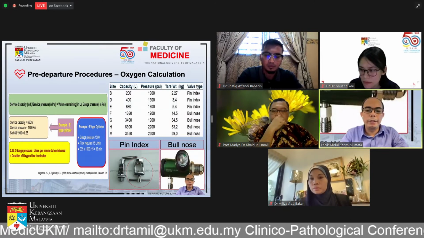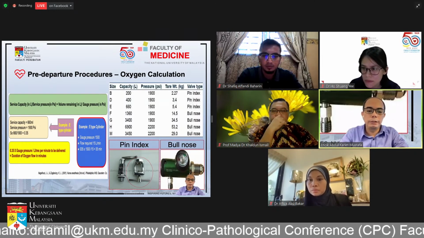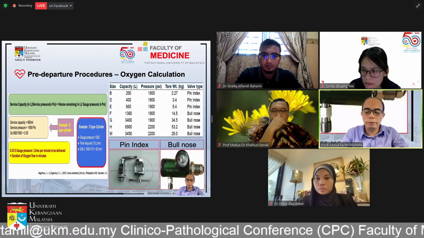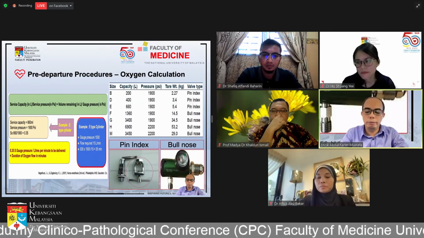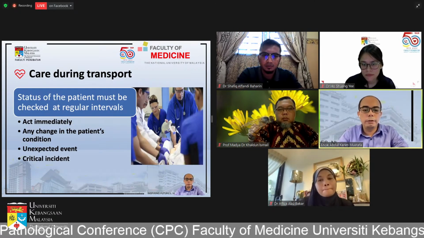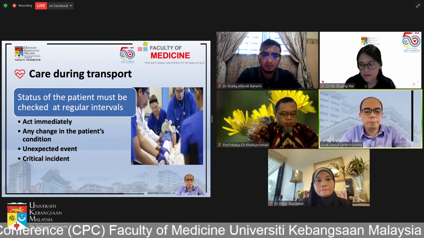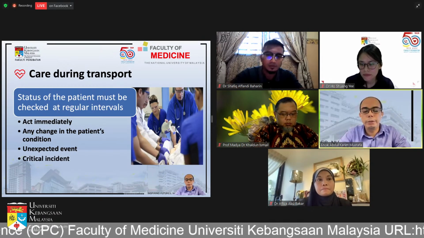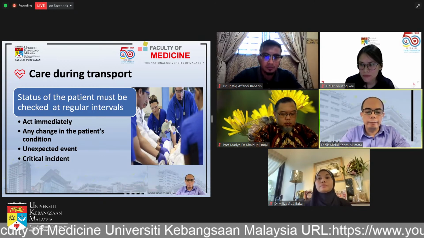So how many oxygen tanks do you want to bring in the ambulance? This is the formula you can use before you transfer the patient. If the patient uses a lot of oxygen, of course if the patient is intubated, you have to use a lot of oxygen. So for care during transport, act immediately. Any change in the patient must be corrected back. Any unexpected event or critical incident should be seen to during the transportation until the patient arrives at the hospital.